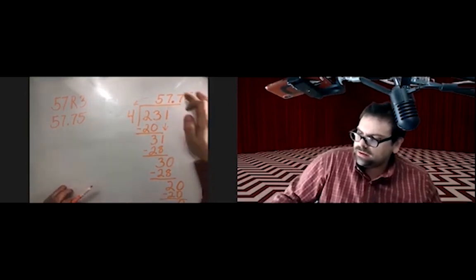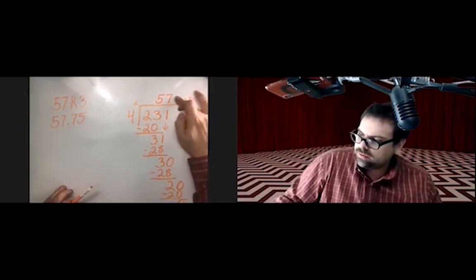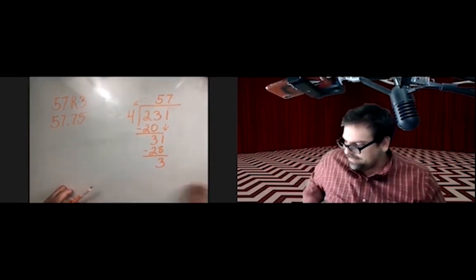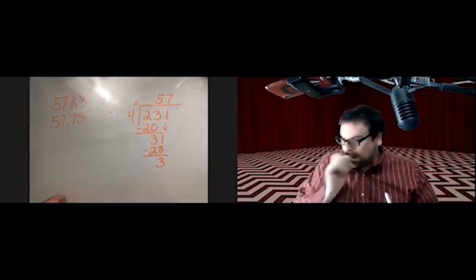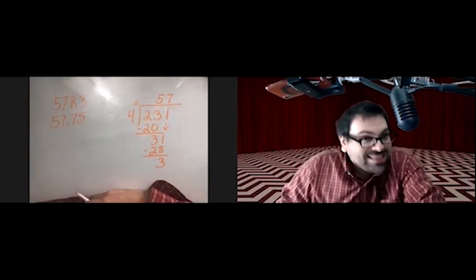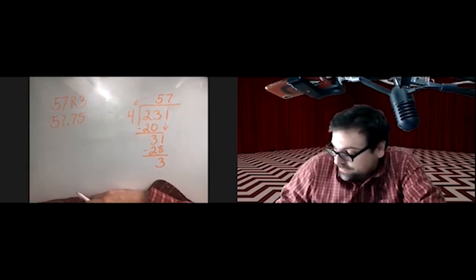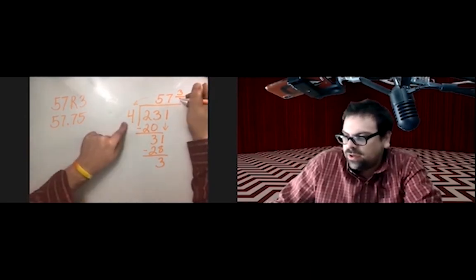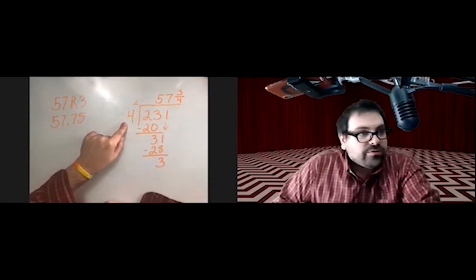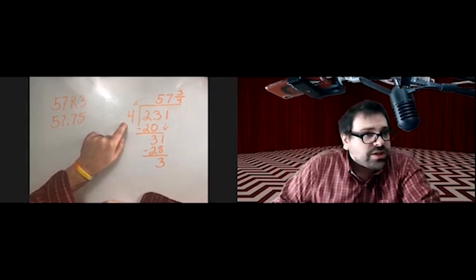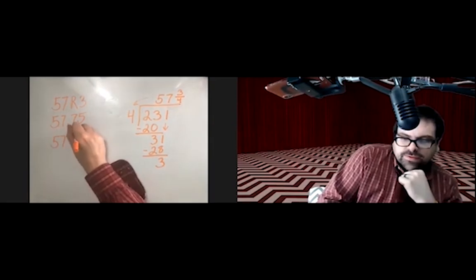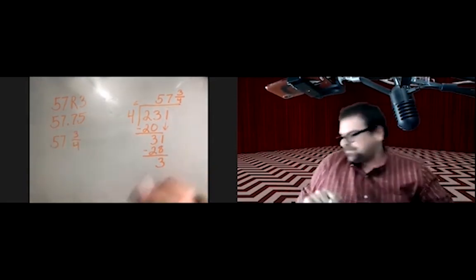I've saved the one we're interested in for last. If we go back to where we had our 57 remainder 3, the third way we know to write remainders is to take the remainder of 3 and make it the numerator of a fraction that has a denominator of 4, whatever's on the outside. So 57 and 3/4.